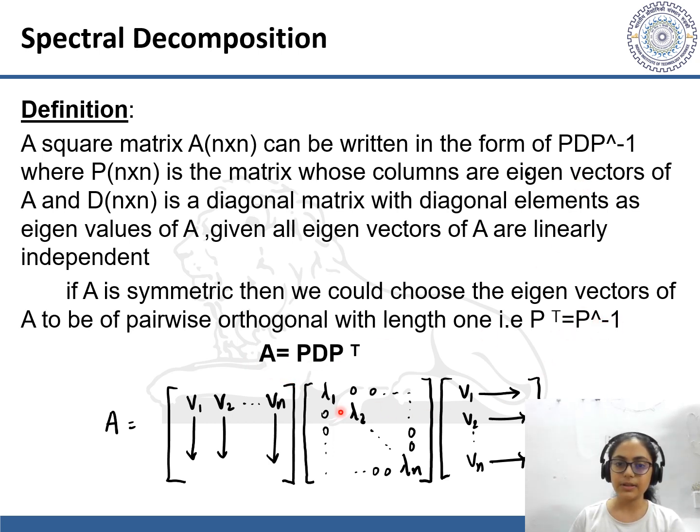A can be further written as P D P transpose, P having its columns as eigenvectors of A. So V1 to Vn are eigenvectors of A, and then D having its diagonal elements as eigenvalues of A, lambda 1 to lambda n. And this is P transpose.